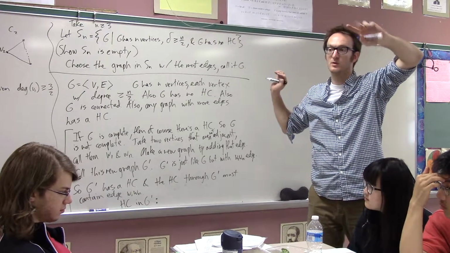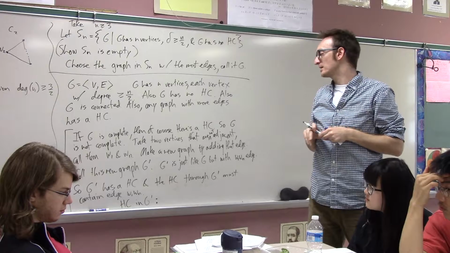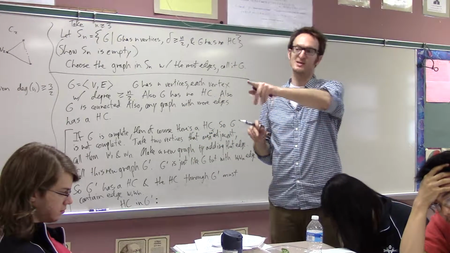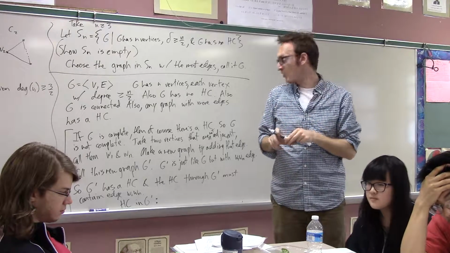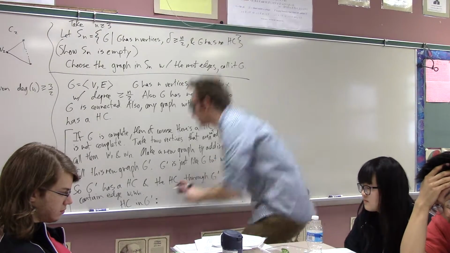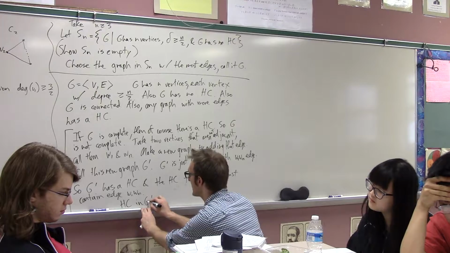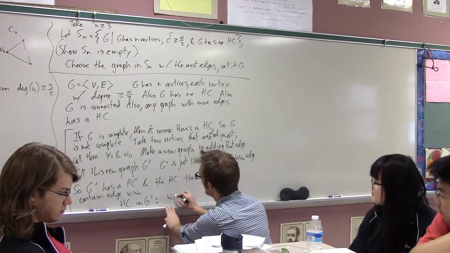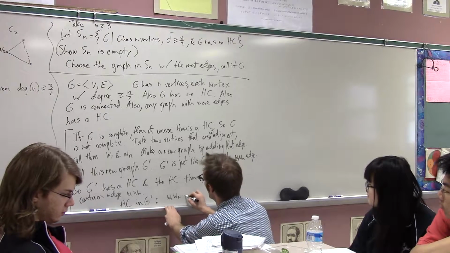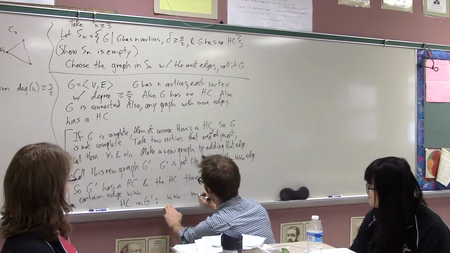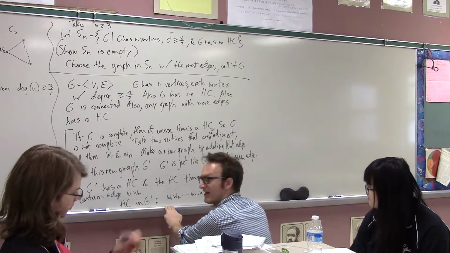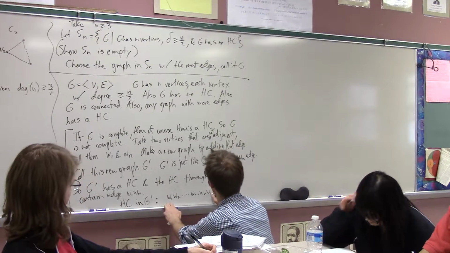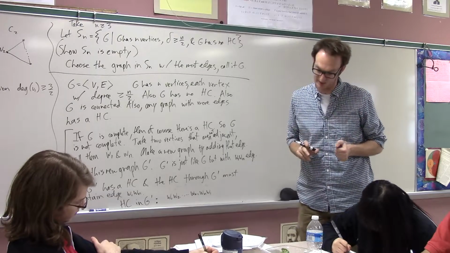Wait, it has to contain the path between W1. It contains W1. Oh no, sorry. It must contain W1, Wn. That's what I meant to say. So the Hamiltonian cycle in G prime, since it contains the edge W1, Wn, can be written as W1, W2, all the way up to Wn minus 1, Wn, and then back to W1. I don't know what the notation is for this, so I'll just write it like that. Yeah, that seems good.